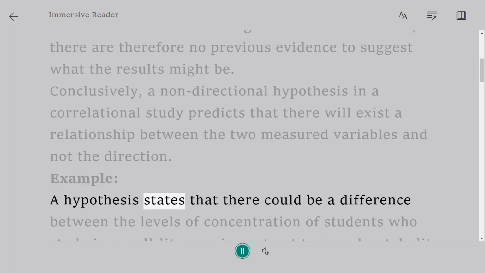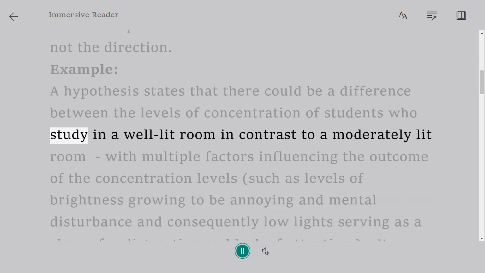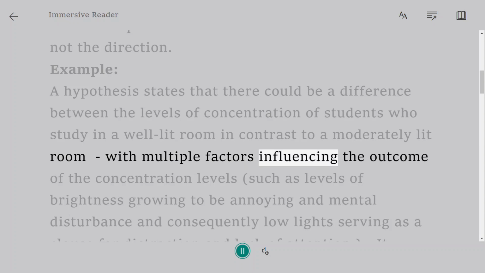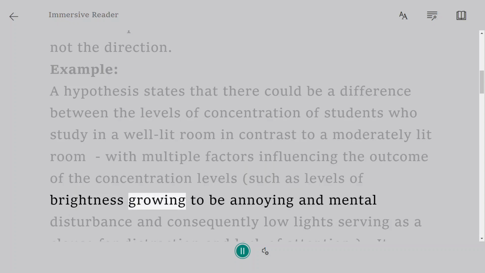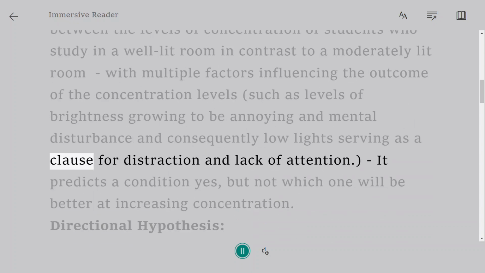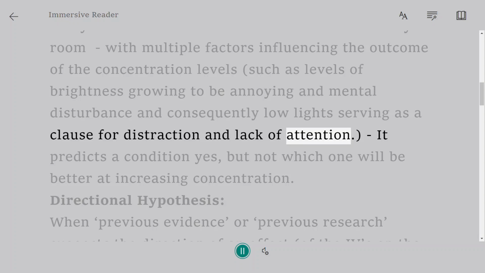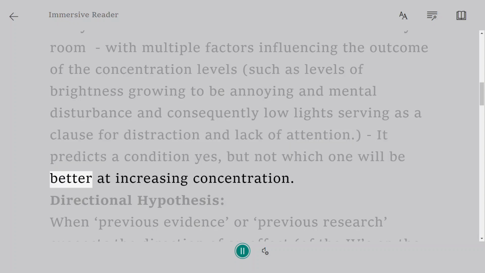A hypothesis states that there could be a difference between the levels of concentration of students who study in a well-lit room in contrast to a moderately lit room, with multiple factors influencing the outcome of the concentration levels, such as levels of brightness growing to be annoying and mental disturbance, and consequently low lights serving as a cause for distraction and lack of attention. It predicts a condition, yes, but not which one will be better at increasing concentration.